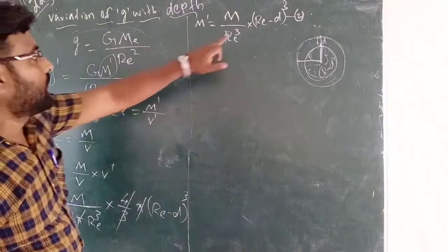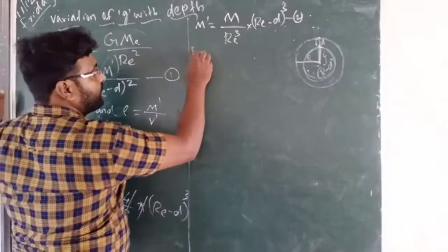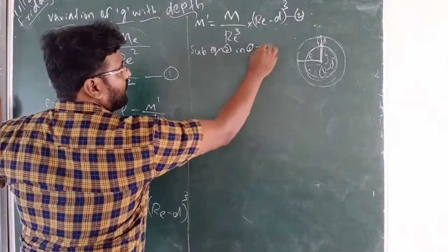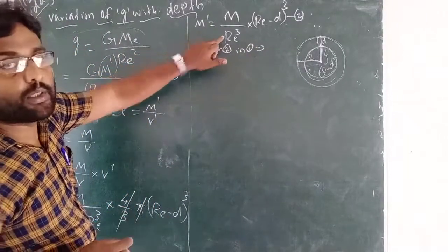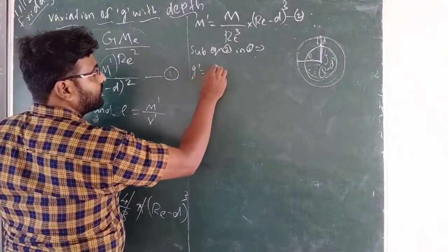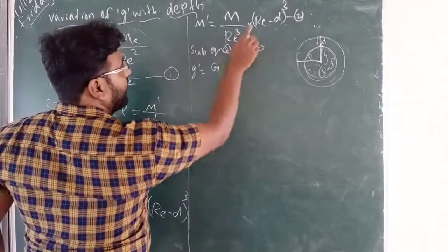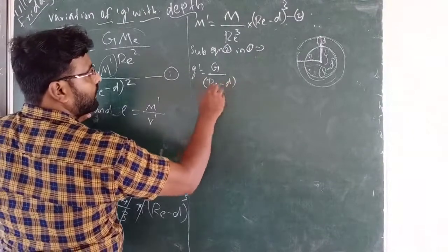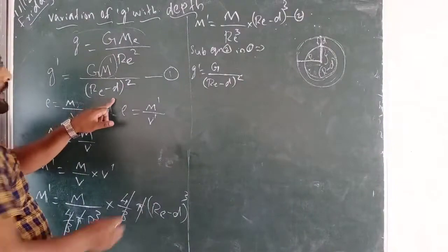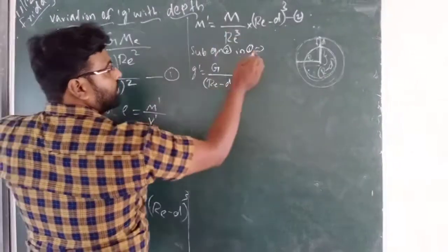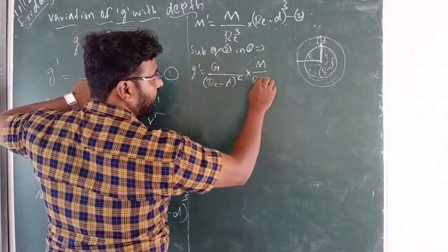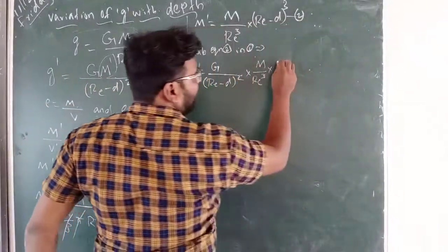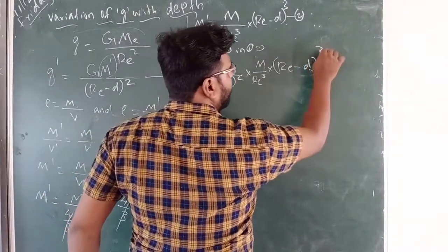Now substitute equation 2 in equation 1. So instead of this m dash, you have to substitute this one. So g dash is equal to g into, instead of m dash, substitute this m by r e cube into r e minus d the whole cube. The whole expression is over r e minus d the whole square.